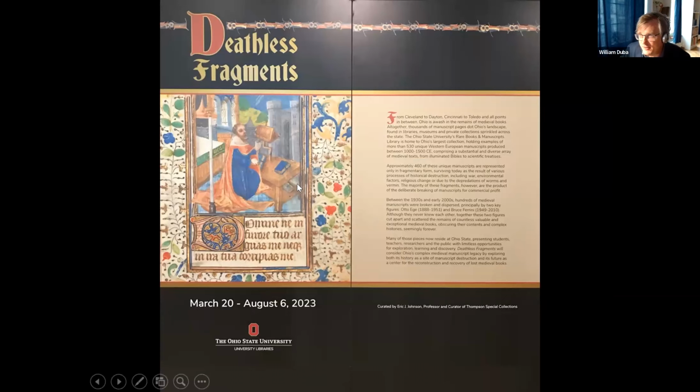And we already have one from Peter Kidd, who says, great talk. Is there a catalog of the show? And if not, have you thought of making a PDF available comprising images of the exhibits and their label texts?